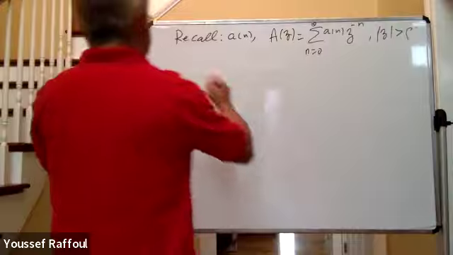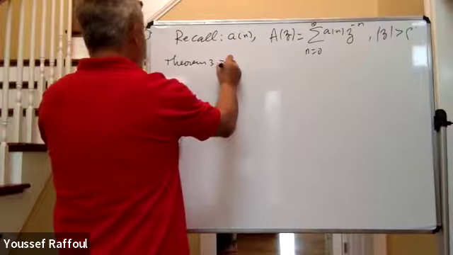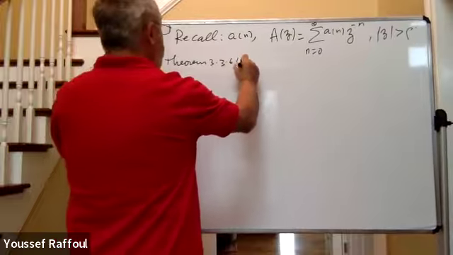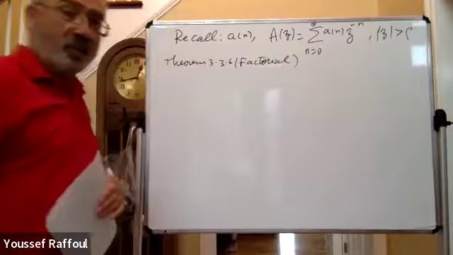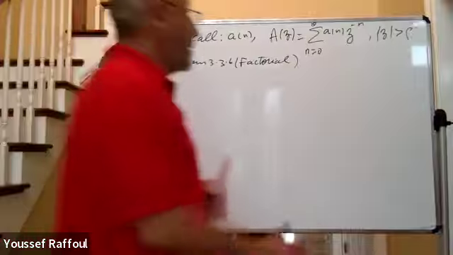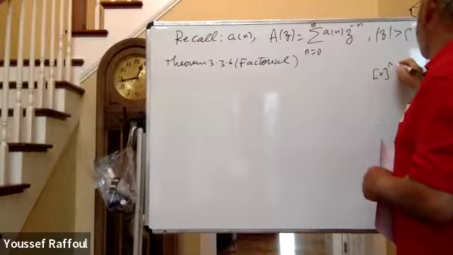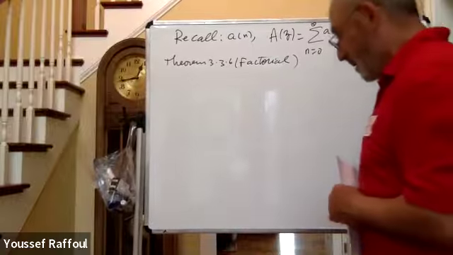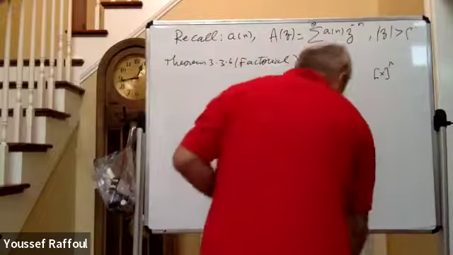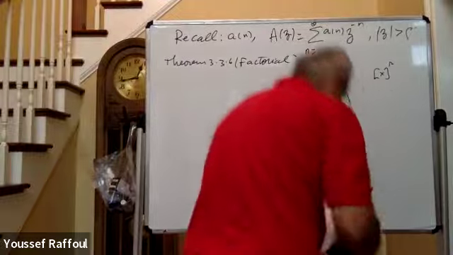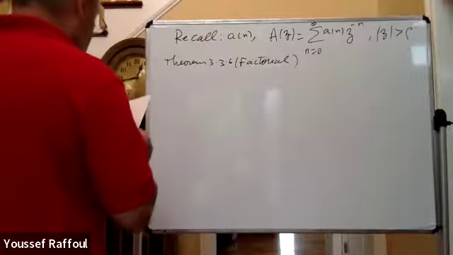What we're going to do is this theorem, 3.36, and this is a factorial. You remember the factorial sequence, right? Like we did x to the r or something. So this is the factorial function we are talking about.